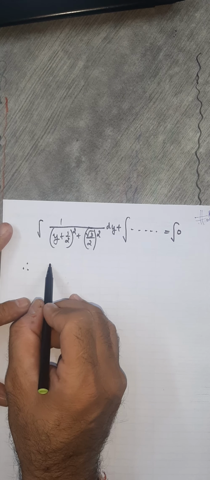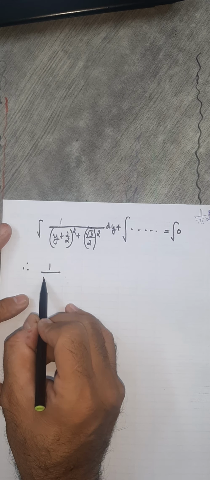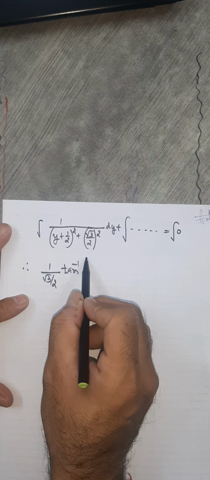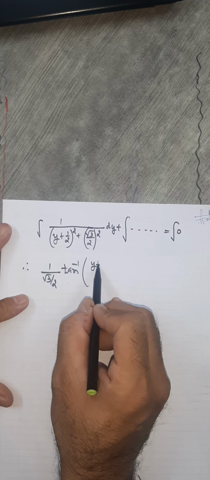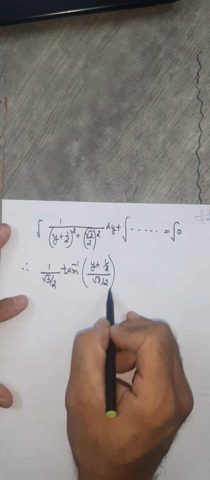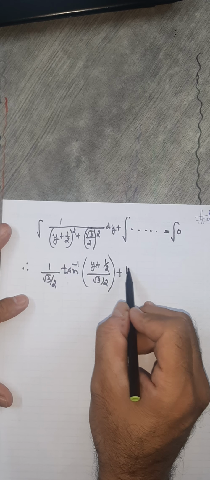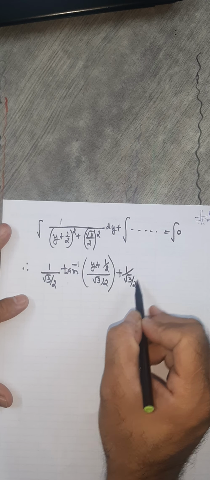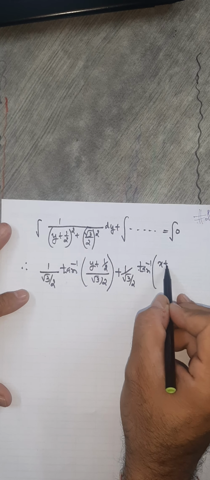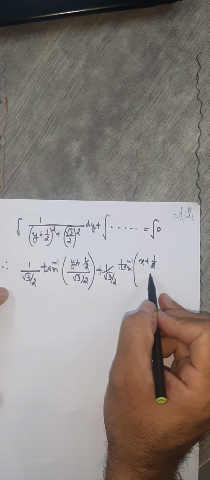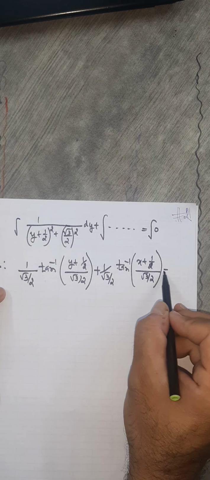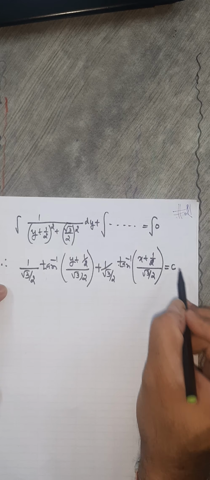Now what is the integral of this? You know, it is 1 upon a, that is root 3/2, into tan inverse of y plus 1/2 upon root 3/2. Same thing here for variable x: 1 upon root 3/2 tan inverse of x plus 1/2 upon root 3/2 equals to integral of 0, which is any constant c.